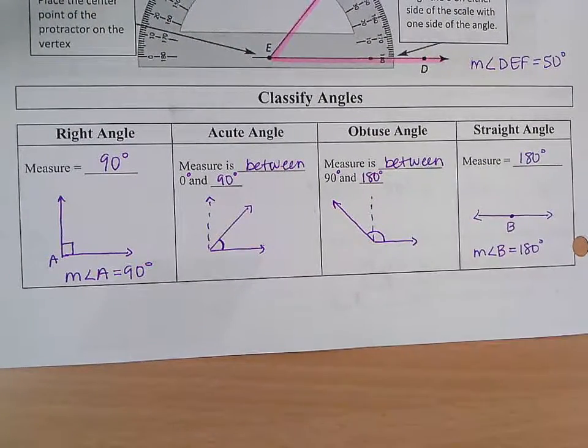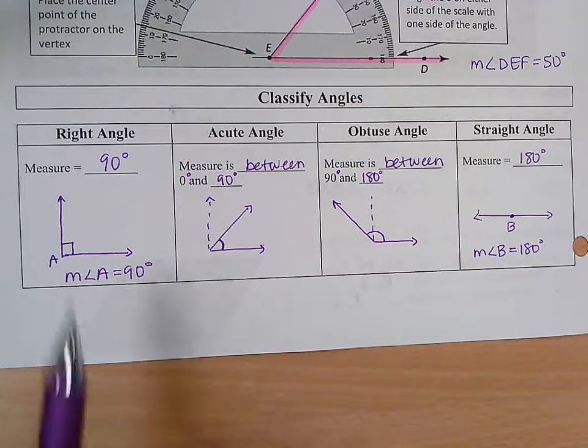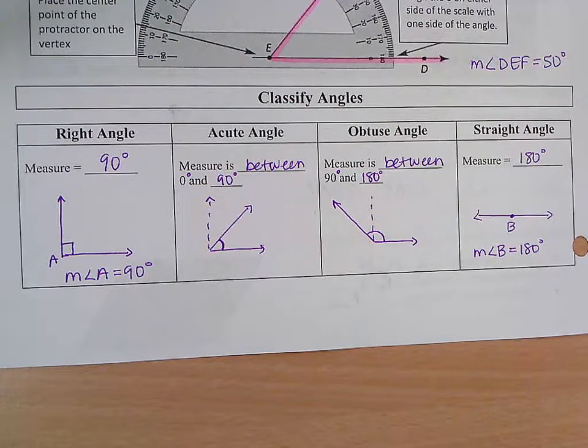So you might be asked to classify angles. If you are ever asked in directions to classify angles, this is what they mean. They want you to say, is it a right angle, acute angle, obtuse angle, straight angle?